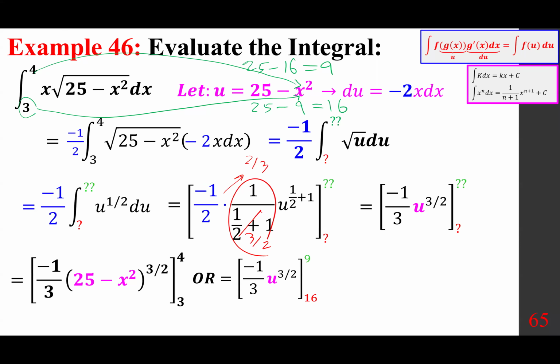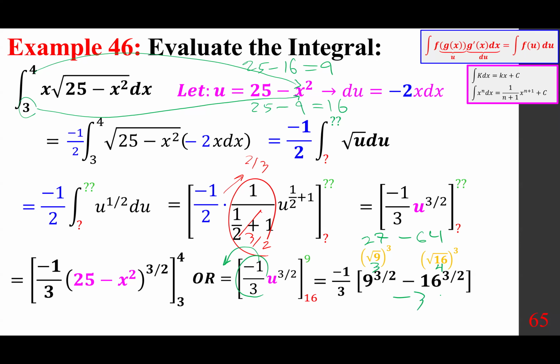You keep the negative 1/3 outside to make life easy, and you raise 9 to the power of 3 halves minus 16 to the power of 3 halves. The square root of 9 to the third power means 3 cubed, or 27. The square root of 16 is 4, cubed, 64. Their difference is negative 37. With negative 1/3, we get positive 37 thirds.